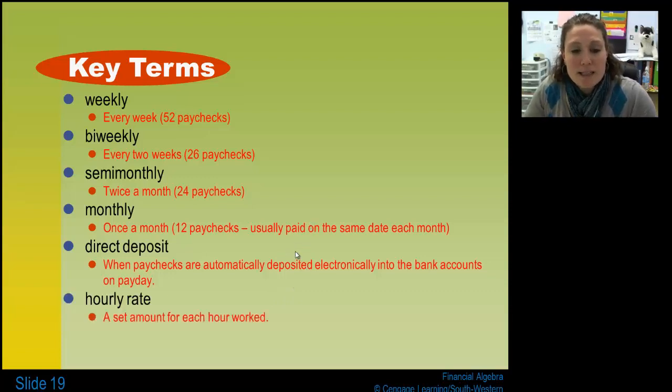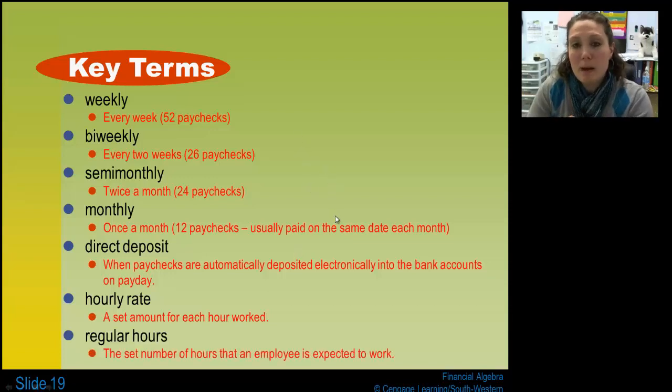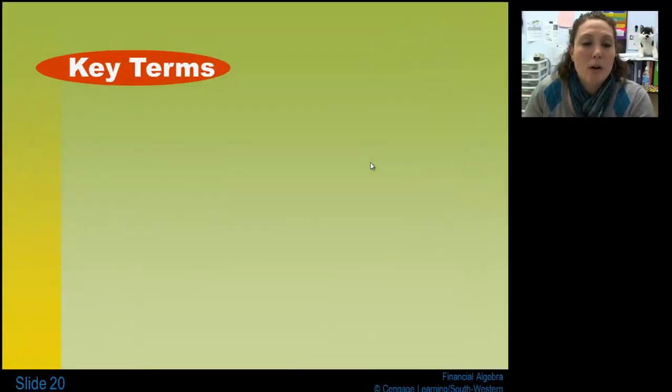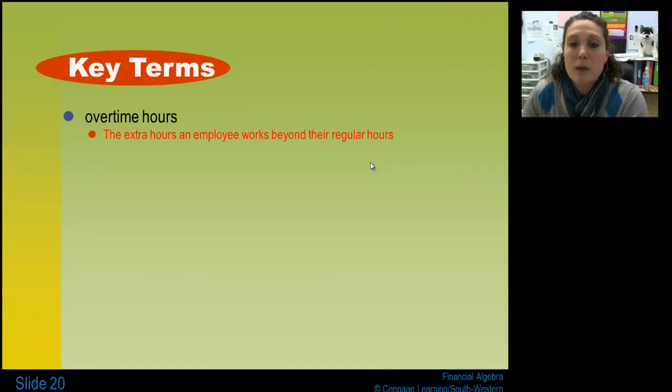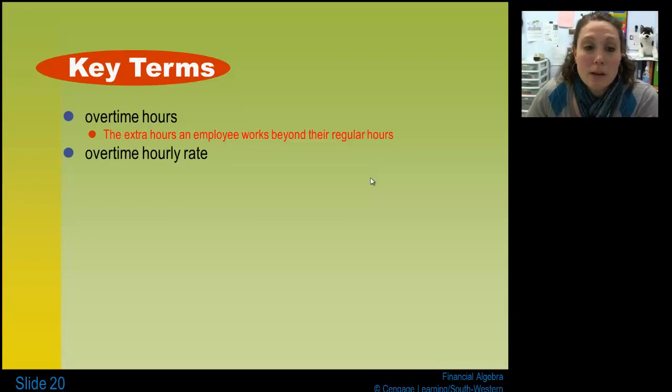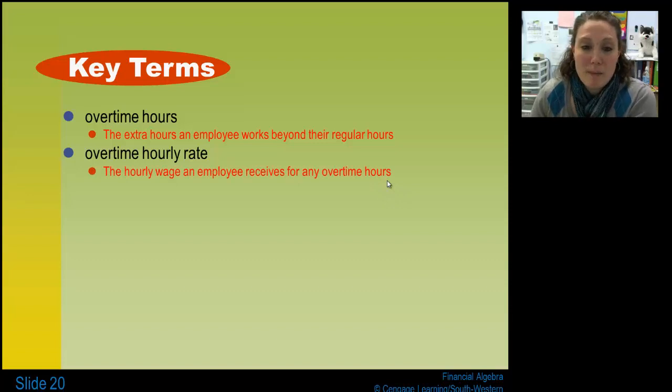Hourly rate, this is a set amount for each hour that you are worked. Regular hours, this is the set of hours that an employee is expected to work. So when you have your job, they put you on the schedule for a set amount during the week. Overtime hours, these are the extra hours an employee works beyond their regular hours. So generally regular hours for a work week are 40 hours, and then anything over 40 hours would be considered overtime. With overtime, though, you get an extra hourly rate with that. Usually an hourly wage that an employee receives for any overtime hours.